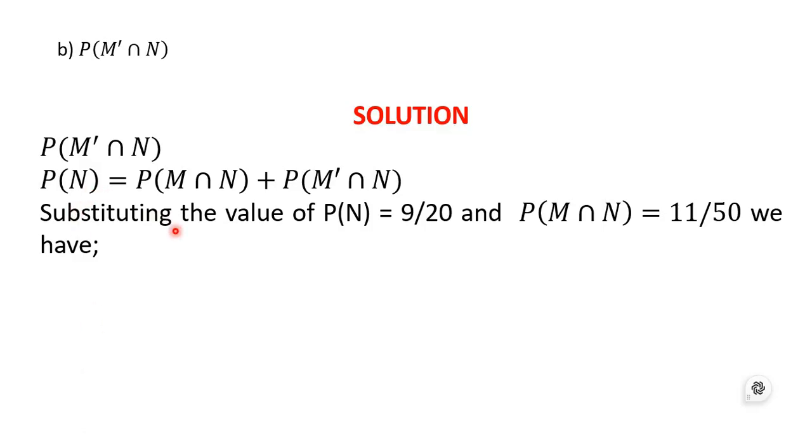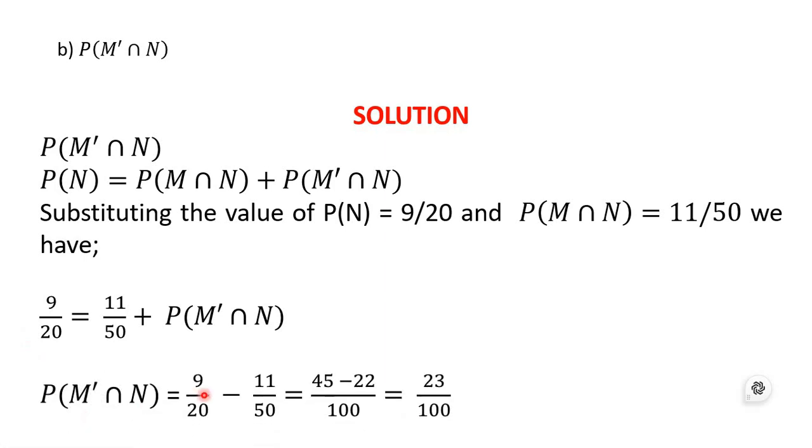The probability of N is given as 9 over 20 and that of M intersection N complement, the probability of it is 11 over 50. We substitute and we have this. Okay, so making the probability of M complement intersection N the subject, we'll do the arithmetic by having 9 over 20 minus 11 over 50. Find the LCM, do the subtraction, and our final result is 23 over 100.